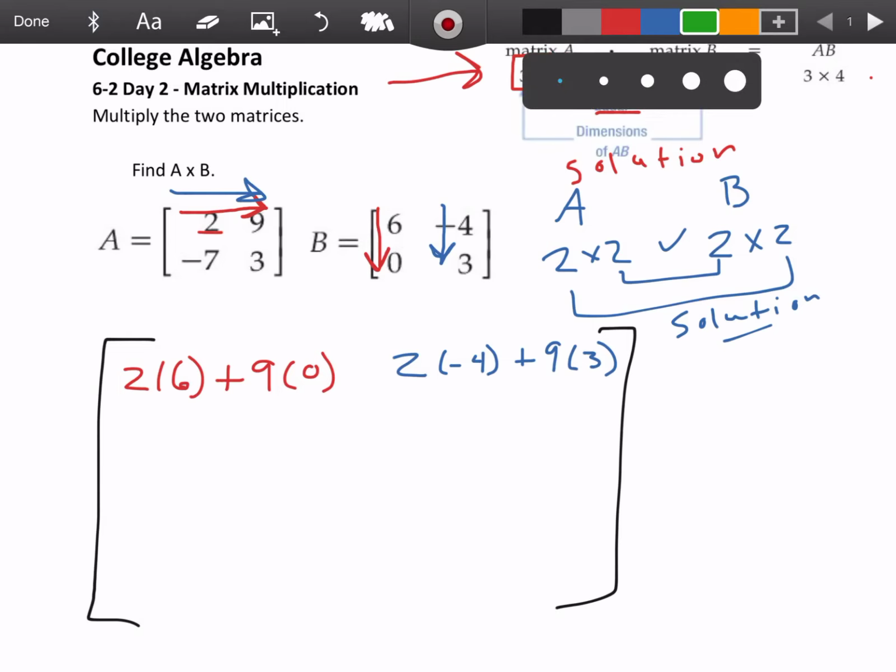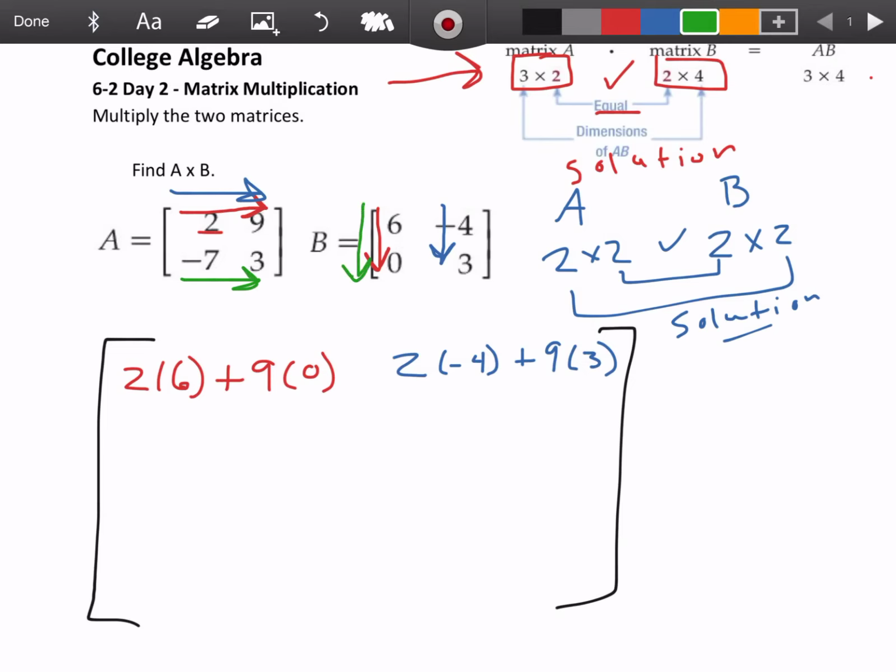Then what we're going to do is skip down to this next row. We're going to go across here as we go down this first column. So this would be negative 7 times 6 plus 3 times 0. And then last, we're going to go across the bottom again, and then go down this second column here. So this would be negative 7 times negative 4 plus 3 times 3.